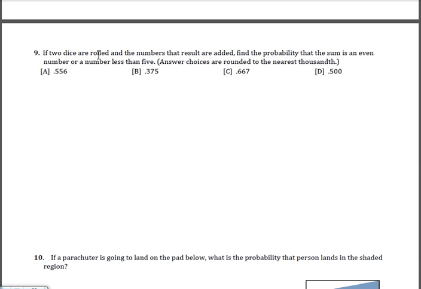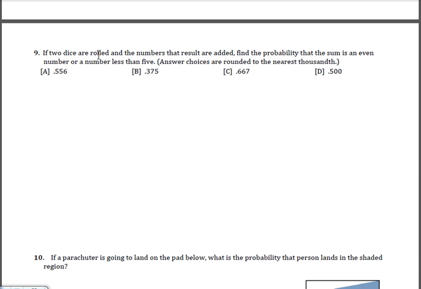You got 2 dice are rolled and the numbers that result are added. Find the probability the sum is an even number or a number less than 5. This one's a lot harder than you'd think. Because to find the probability of getting an even number, I got to add up the probabilities of all of the even numbers, right? What's the probability of getting a 2 when I roll 2 dice?